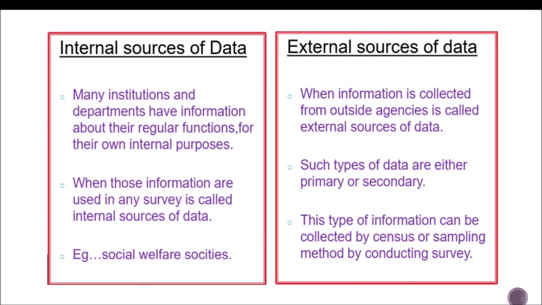Then we have external sources of data. When the information is collected from outside the agencies, it's called external sources of data. Such type of data are either primary or secondary. This type of information can be collected by census or sampling method by conducting surveys. For example, if you belong to a certain statistical company and you are going to get data from other sources outside the company, that is external sources. The internal sources are within the survey company or the statistical company that you belong to.